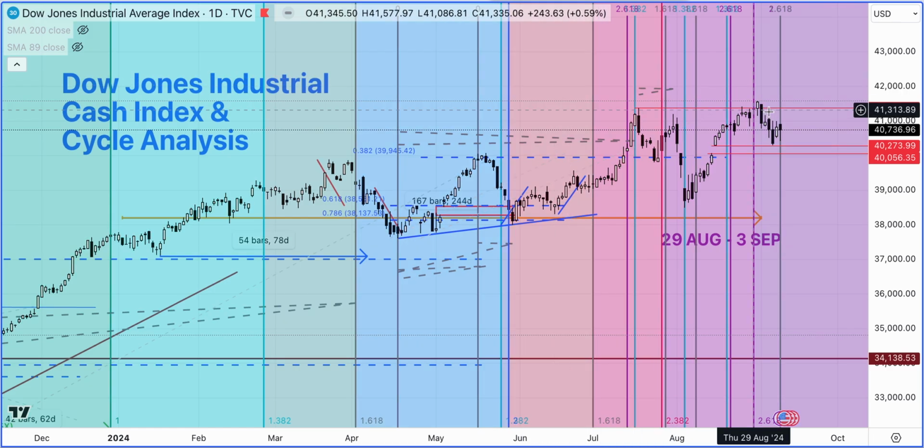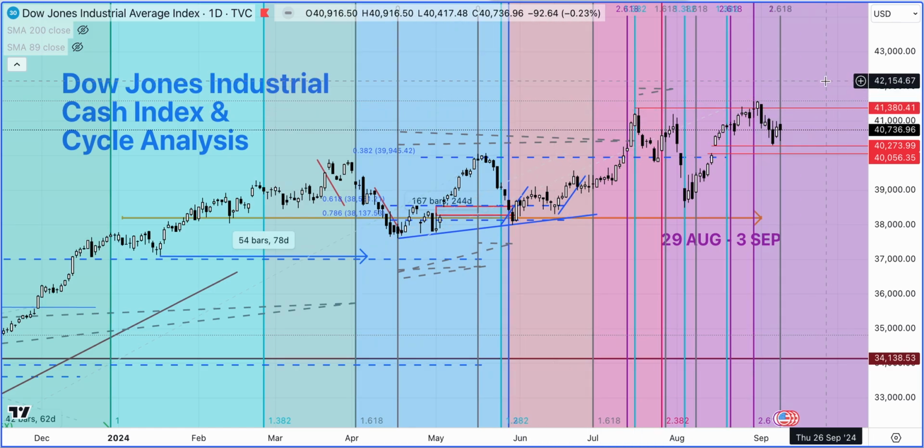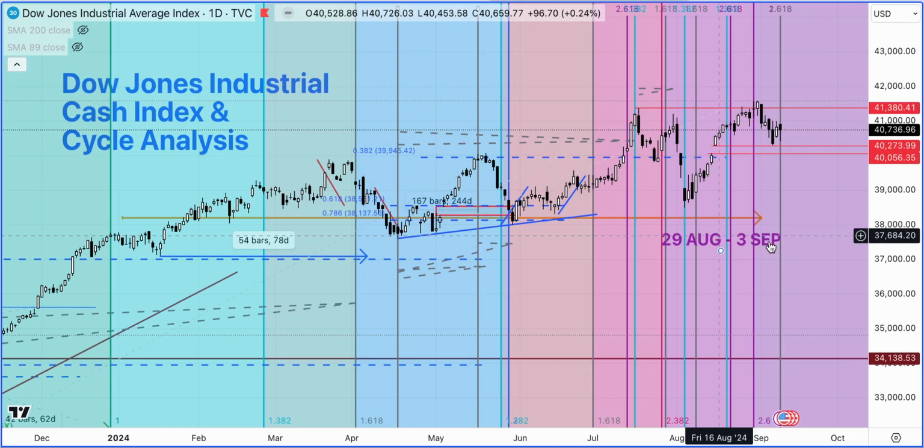So just a quick recap of the timing model. We had the key timing coming in around the 3rd of September, this 29th of August to 3rd of September period, and we saw a pretty serious decline starting 3rd of September. Then we have another timing, which is actually today, 10th of September, over the video which was done over the weekend. We talked about this one.